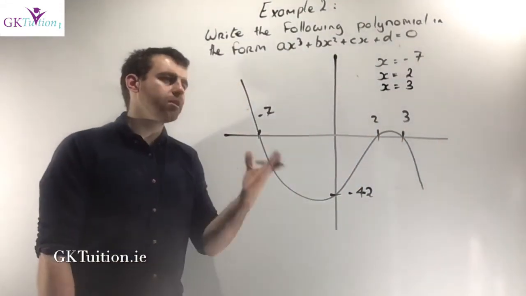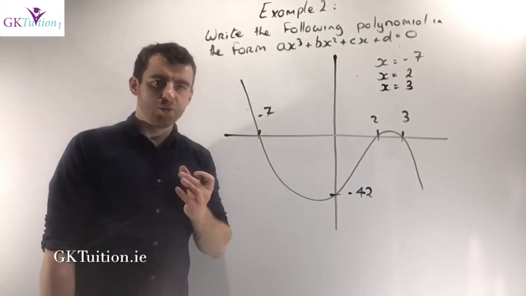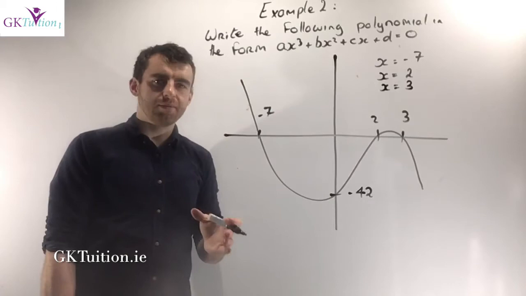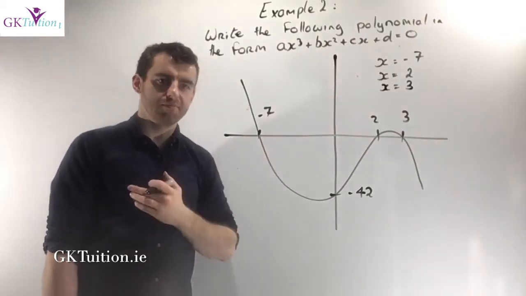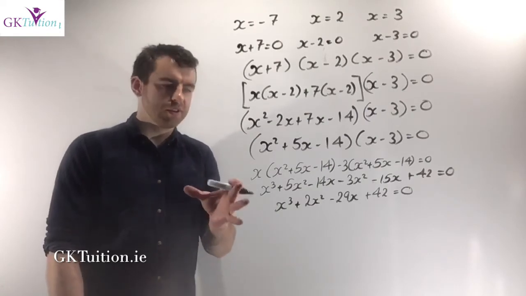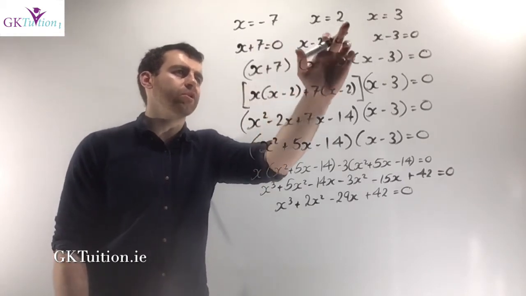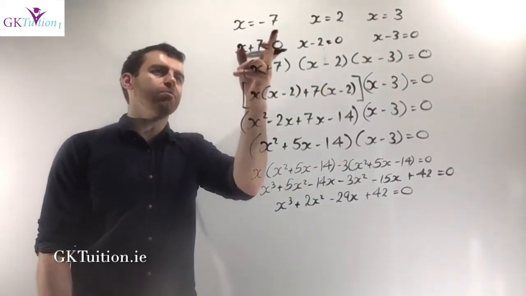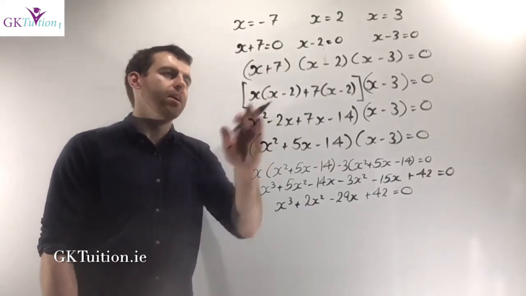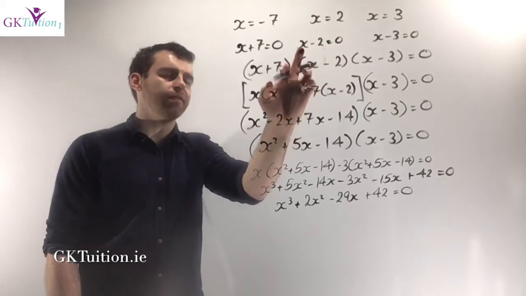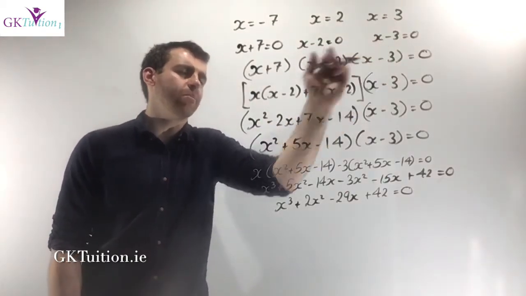What I can do now is just move those numbers to the left-hand side and I'll have 3 factors. If I multiply the 3 factors by each other, I'll be able to get the cubic in the form ax cubed plus bx squared plus cx plus d. So the maths here is quite straightforward, you just need to be meticulous about it. The roots are clearly x equals minus 7, x equals 2 and x equals 3. For x equals minus 7, I add 7 to both sides and the corresponding factor is x plus 7. If x equals 2 is a root, the corresponding factor is x minus 2. And if x equals 3 is a root, the corresponding factor is x minus 3.